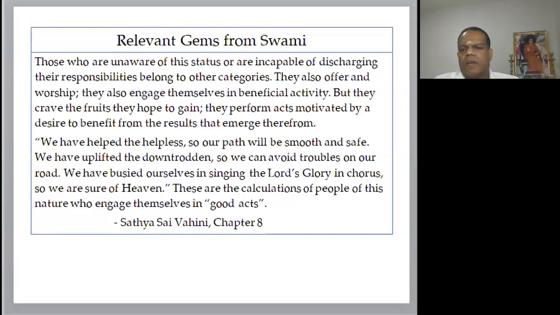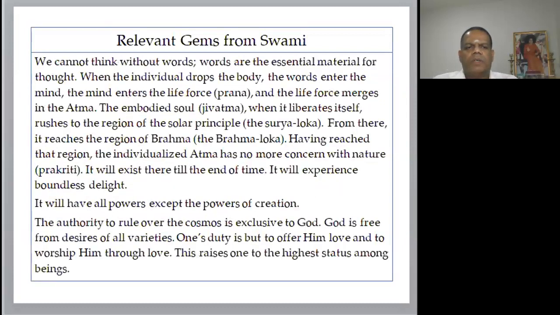So this is from Sathya Sai Vani, chapter 8. Why I put this is, it's all about the journey to a state. If you read the first one, when we die, what happens is described, and we will go towards the Brahma Loka. So ultimately, whether we are alive or dead, that journey is to that ultimate state.